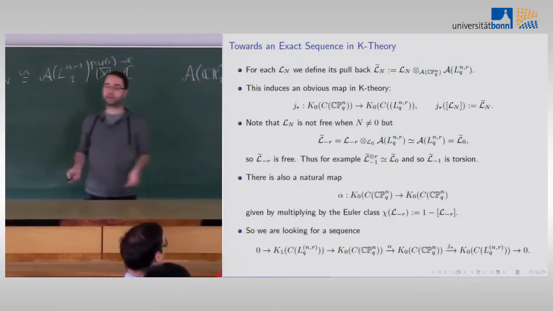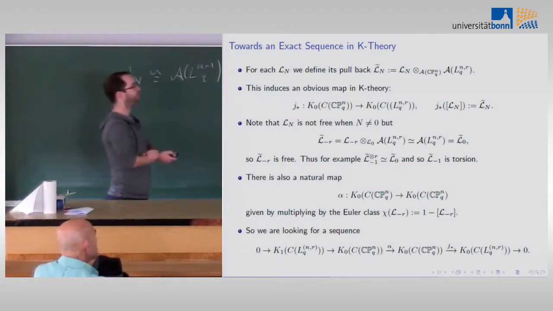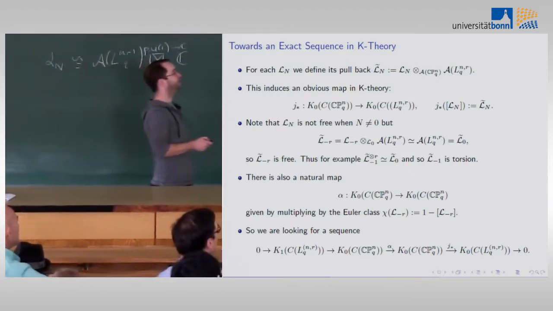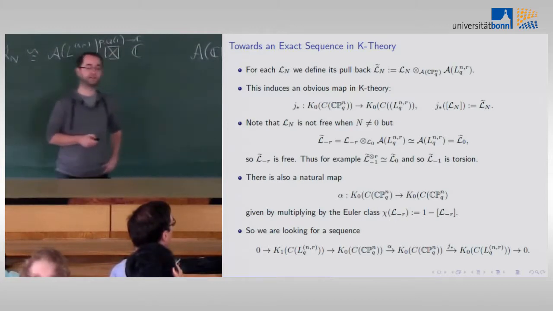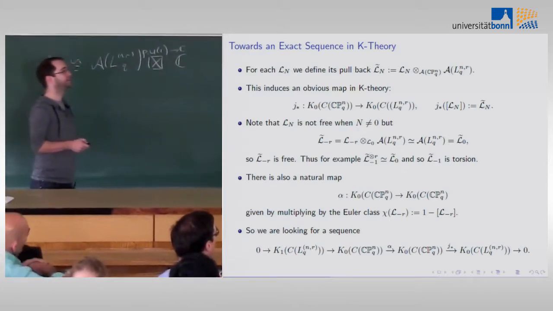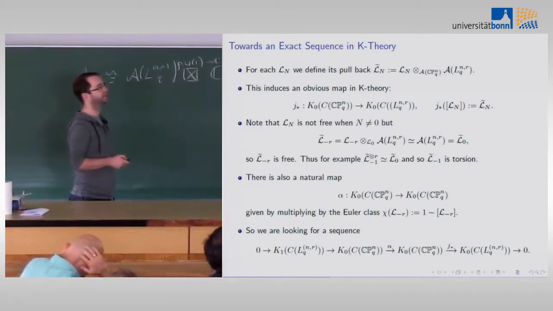We'd like to construct some kind of sequence in K-theory for these guys. For each Ln, these are modules over the algebra of the projective space. We can define its pullback just by making a change of coefficients. That's the usual picture. I tensor with the algebra of the lens space over the base space. This is what I call Ln tilde.